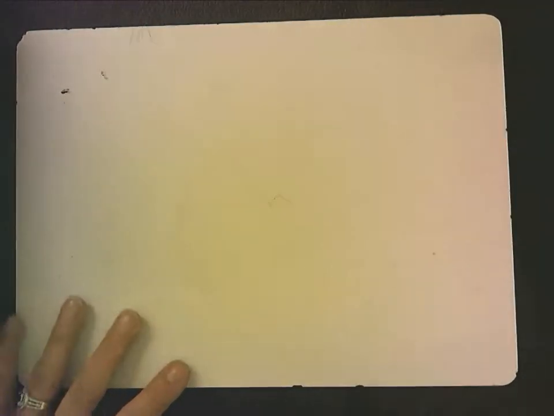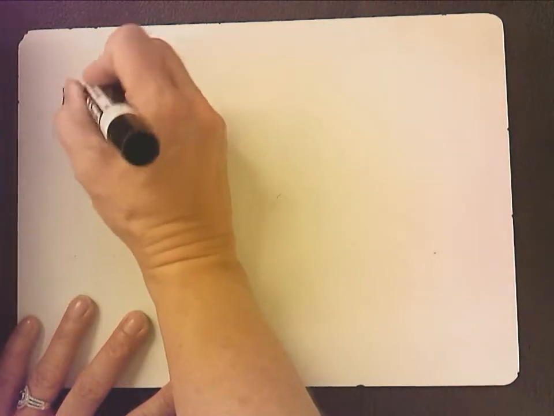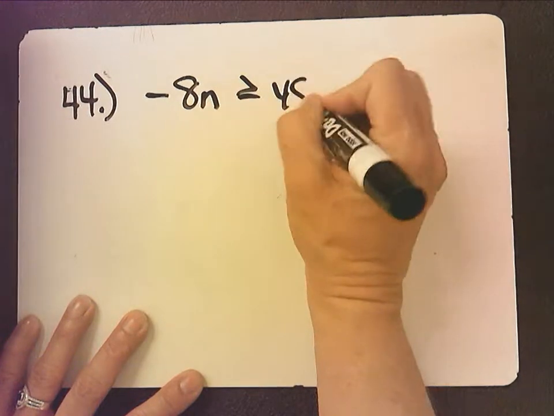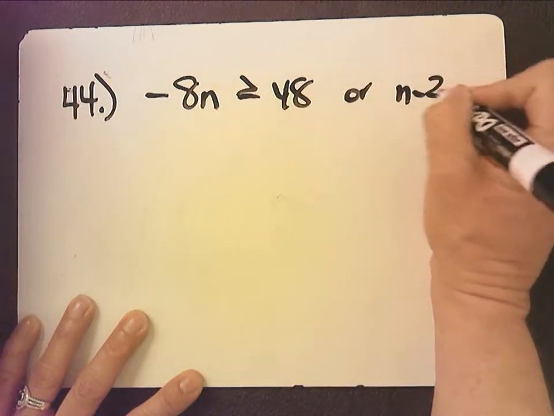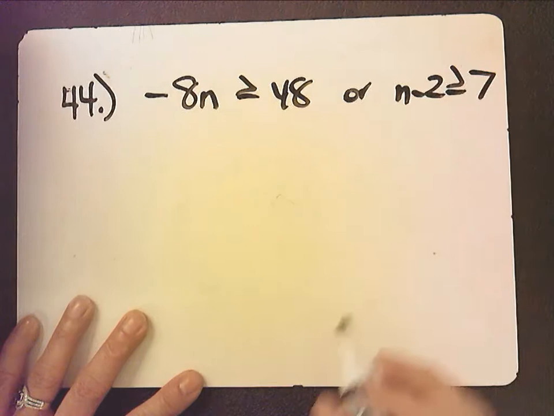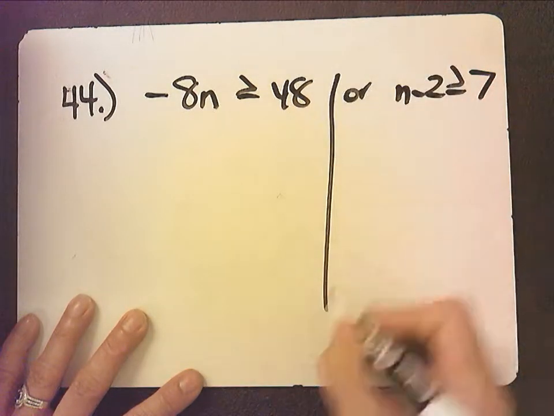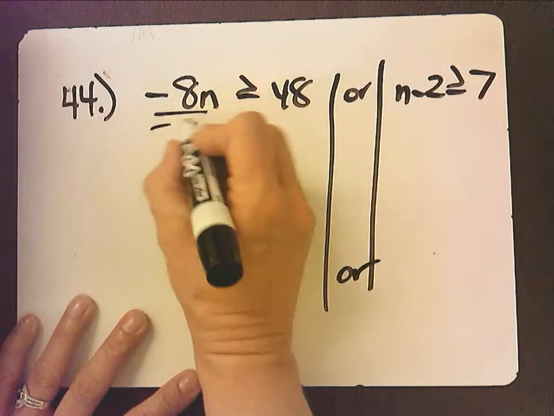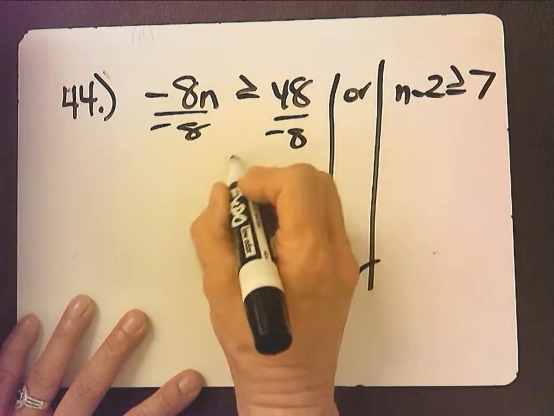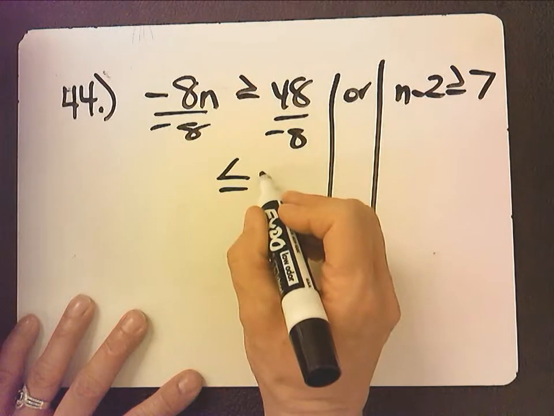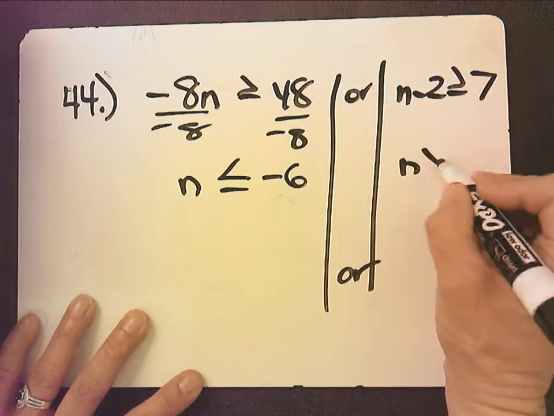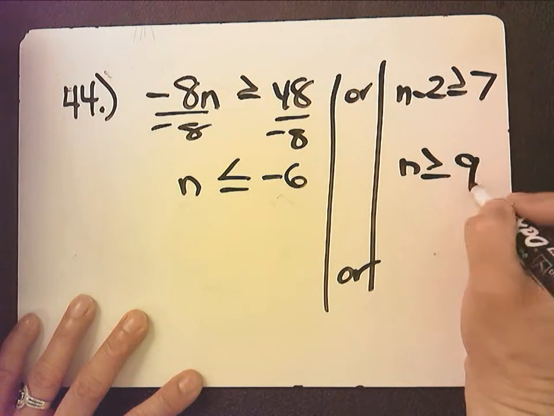Okay. Now, a compound inequality. Okay, we're going to do number 44. And this says negative 8n is greater than or equal to 48, or n minus 2 is greater than or equal to 7. So, or, keep that down. So I divide both sides by -8. When I divide, I change the direction of my inequality sign. N is less than or equal to -6, or N is greater than or equal to 9.